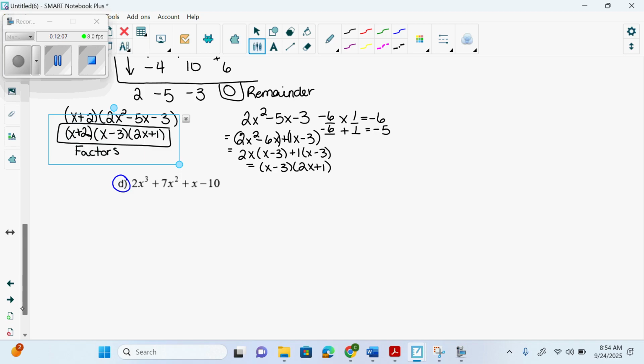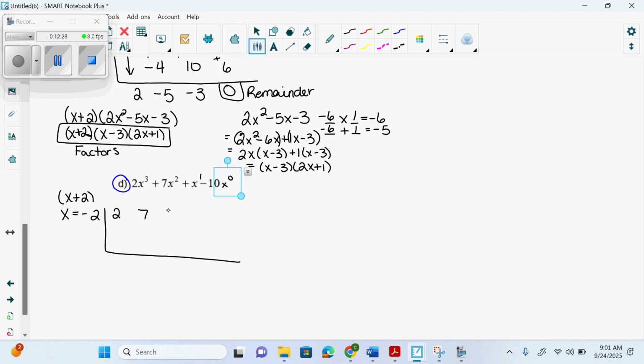You guys try D. What number could we use? X equals what? Negative 2, which is x plus 2. Make sure I count 3, 2, 1, 0. So I can put in my coefficients: 2, 7, 1, negative 10. Drop the 2. Negative 2 times 2 is negative 4. Add it is 3. Multiply is negative 6. Add it is negative 5. Multiply is 10. Add it is 0, so that's a good thing. This is my remainder.